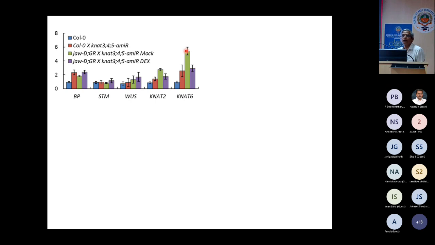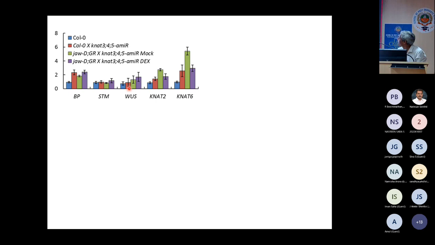So the NOX1 genes like NAT2, and these are all just names, NAT2 and NAT6, both are NOX1 genes or meristem genes. When you make the leaf compound, these NAT2 and NAT6 are expressed in the leaf now, at least as far as the RTQ-PCR is concerned.